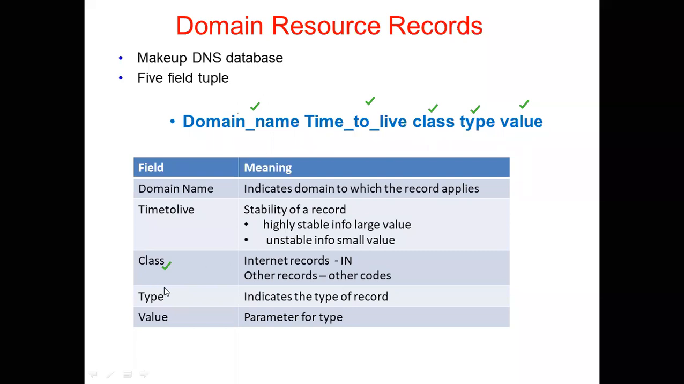Okay. The next field that we have is type. It indicates the type of record. I'm going to tell you now what the different types of records are. We will just have a look at it. And after that, what you have is value. Value is a parameter for the type. Whichever type it is, its value is defined by value. Now, I'll give you one example. All of you can have a look at it.